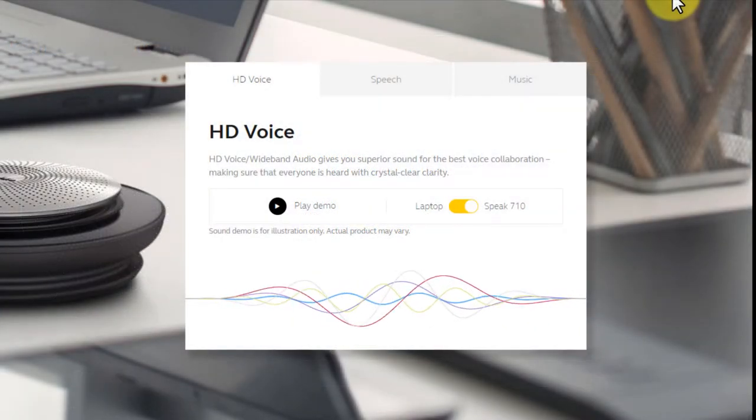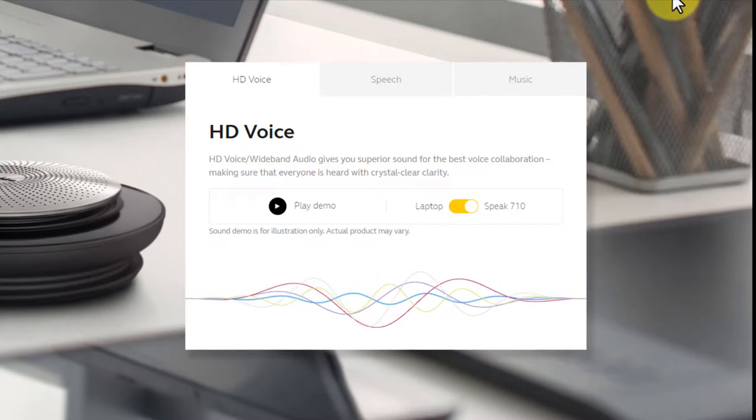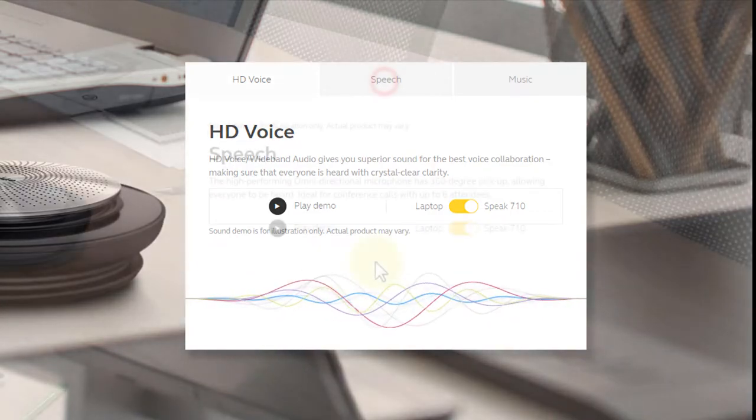We had some trouble recording the Jabra 710 in a way that you'd be able to differentiate the difference between it and other devices. But we found that on the Jabra website, they had some pretty good examples that really were representative of the quality difference. So we're just going to play those right now.